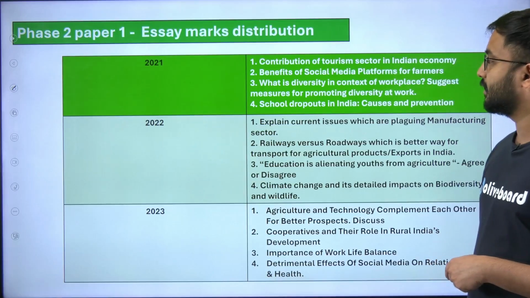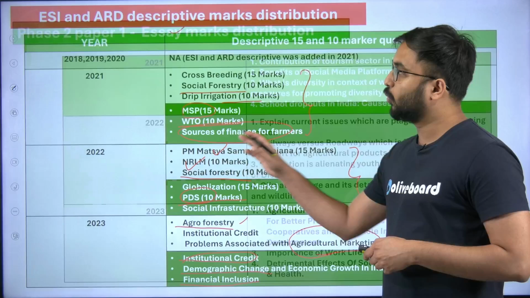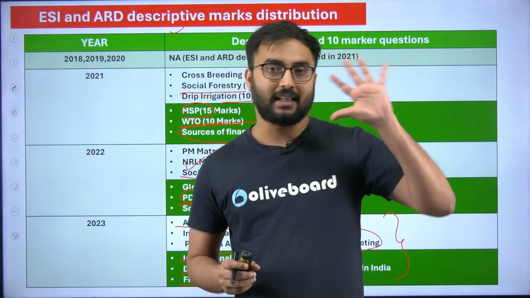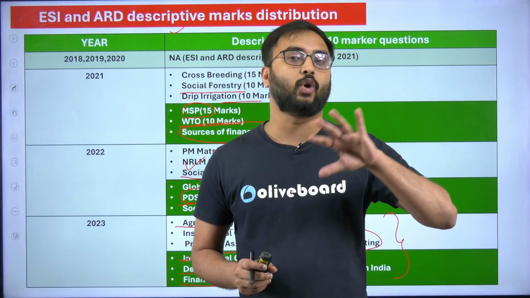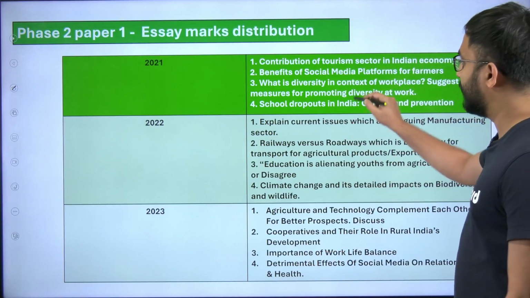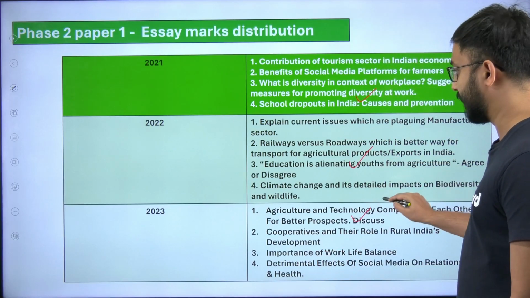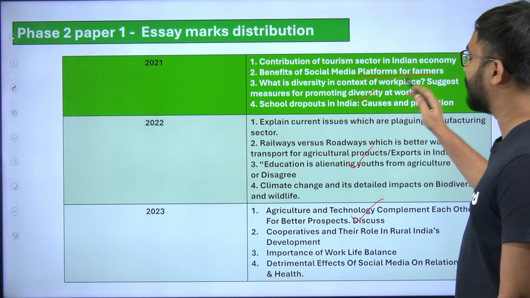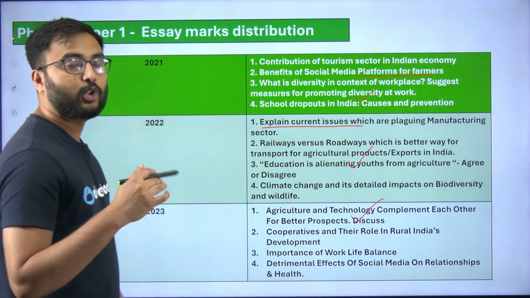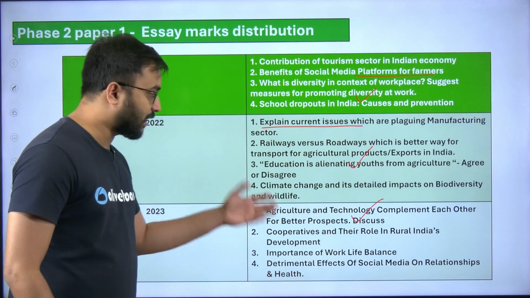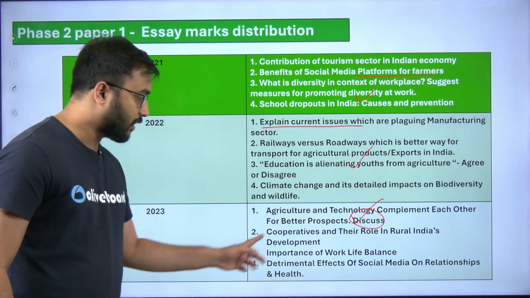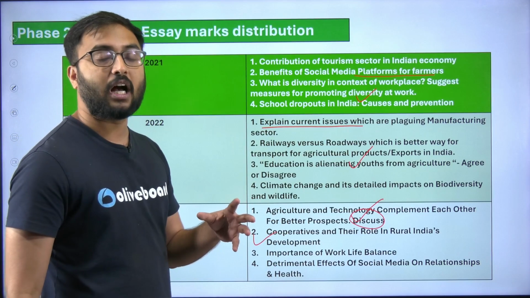Now once you understand this, this was your complete paper 2 discussion, like what is asked in your ESI and ARD MCQ and what is asked in your ESI and ARD descriptive. For the essay, that is paper 1, these are the topics. In 2021, you will see the topics were generic in nature and direct. In 2022, the topics became much more analytical in nature, asking why things happen. Then in 2023 also, topics remained analytical, like discuss.